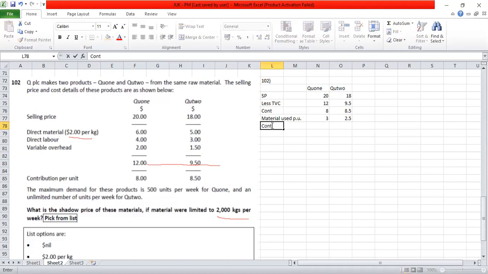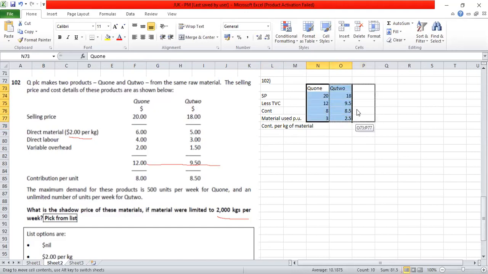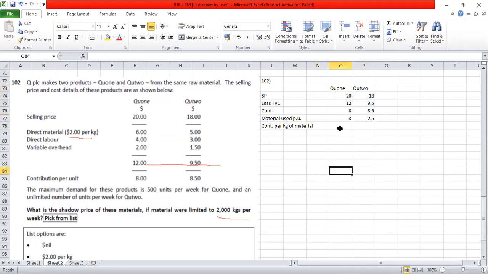So contribution per unit of material, per kg, let's rather put it as per kg of material, which is equal to contribution divided by the usage of material. So now in this case, for Q1 it is 2.7, for Q2 it is 3.4.